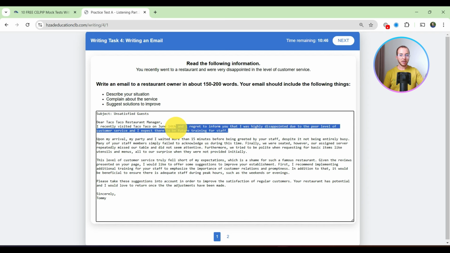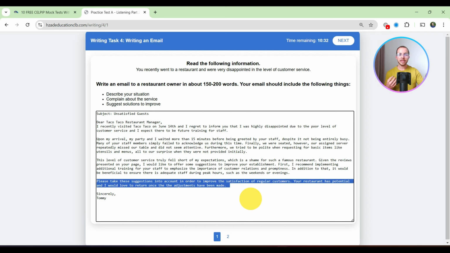The thesis helps me because as I was writing, I kind of looked back to my thesis and remembered I was talking about poor customer service. So it just is a guideline for your writing. The final section is necessary. We need to have a good conclusion. This is usually where you sign off and you tell them that you will be returning, or depending on the email, you might have to say, thank you for listening to my information.